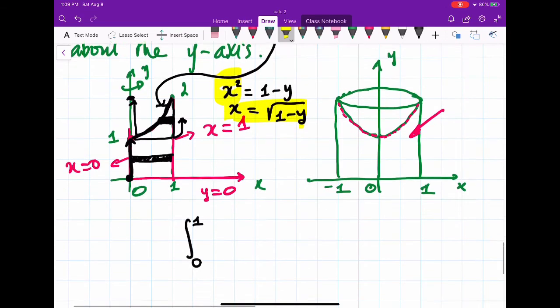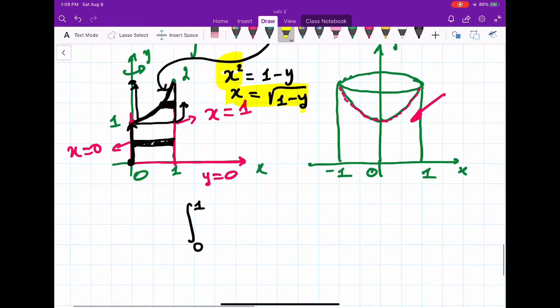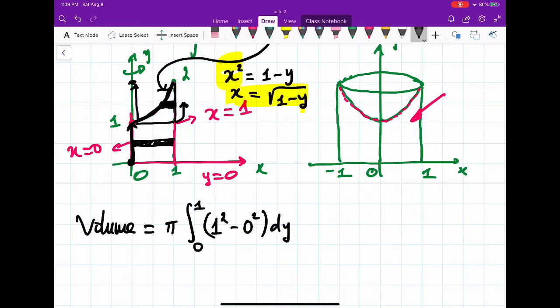Okay, based on this observation, I may write my volume as the integral from 0 to 1, let's say pi, from 0 to 1, I have r squared is 1. You know that the bigger radius is 1, the smaller radius is just 0. So I have 1 squared minus 0 squared dy. Is it correct?